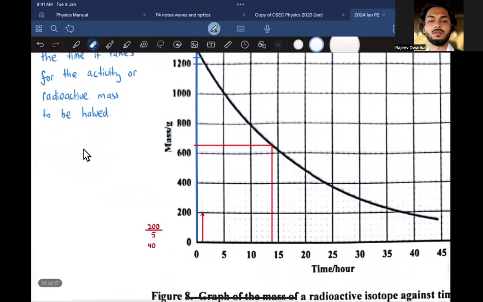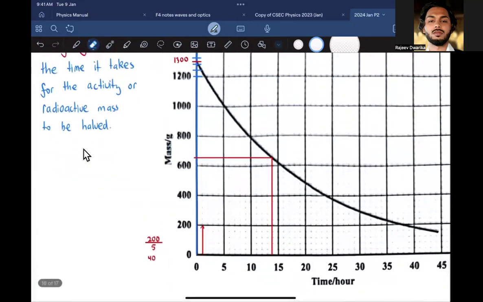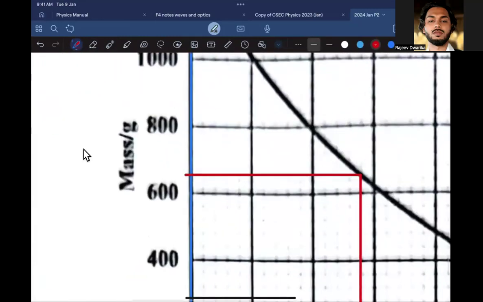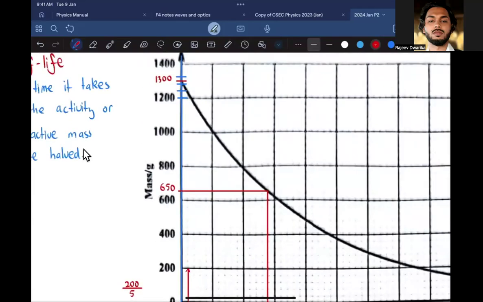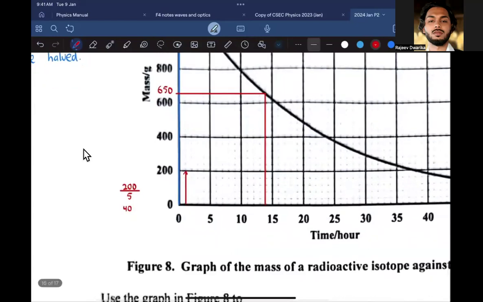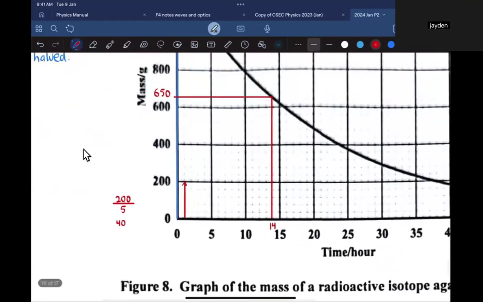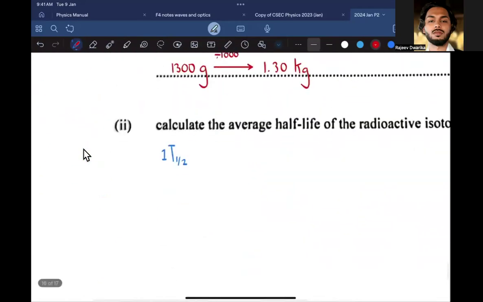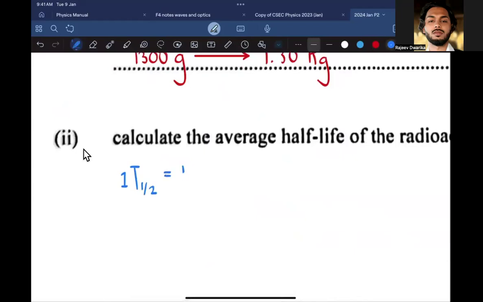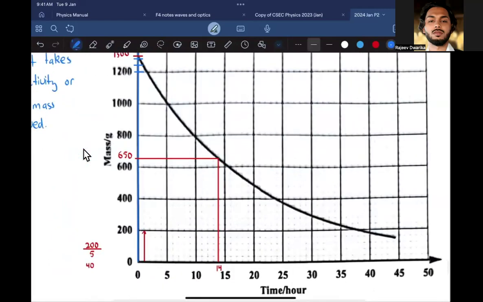All right, Jadon, now you understand what I do, right? We're trying to figure out half-life, and half-life is the time it takes for something to become half of the original. So half of 1,300 is 650. I draw a horizontal line and take a reading off. This looks like 14 here, right? Yes, sir. So to go from 1,300 to 650 takes 14 hours. That's my first half-life. Anytime they ask you for average, you need to find two or more half-lives. You can't find an average with one. So then we find our second half-life.